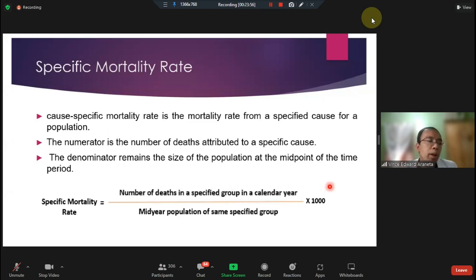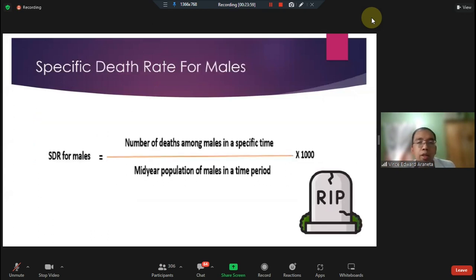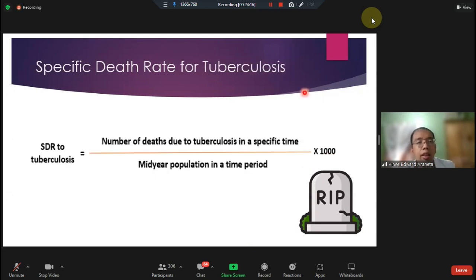If you want to specify a specific population, for example, specific death rates for males, then you can have this formula: the number of deaths among males in a specific time divided by the mid-year population of males in a time period, times 1,000. Or if it is a specific disease, then you have to take into account the number of deaths due to that disease, such as the example here for TB, in a specific time, still divided by the mid-year population in a time period, times 1,000.